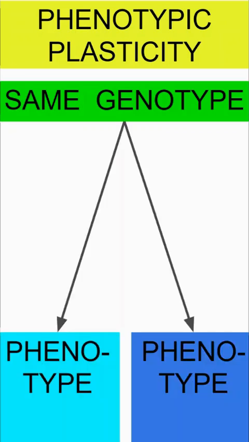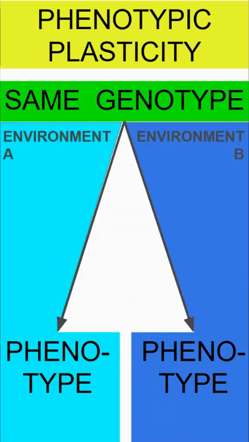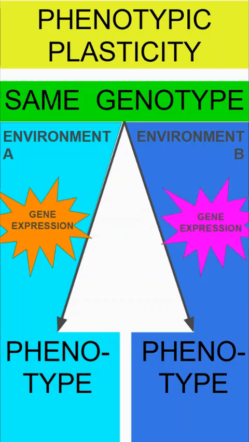But we want to talk about this concept of phenotypic plasticity, where you could have the exact same genotype and get two different or multiple different phenotypes. So even though they have the same code, they can end up with different appearances. And this comes back to environmental influences, which ultimately affect gene expression. So it's not about which genes they have, but which genes are actually expressed.